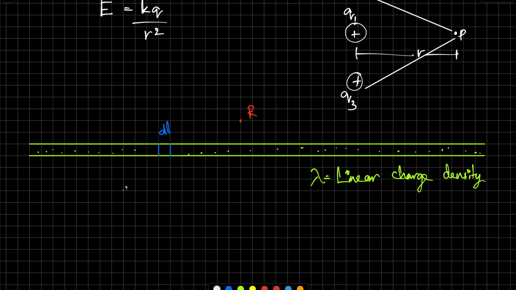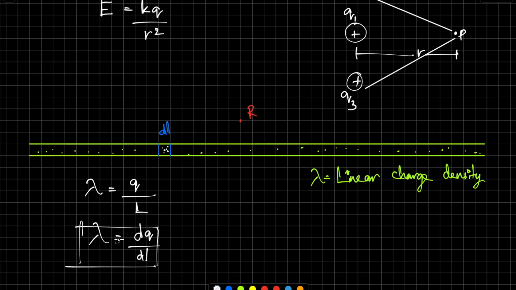How can you define lambda? Lambda is the total charge divided by the total length of this wire. Because it's uniformly charged, you can modify this equation as dq over dl. Total charge in this element divided by the length of this element, which is dl. The total length is L, the length of this small element is dl. Yeah, so that's the equation for linear charge density, lambda equals dq over dl.